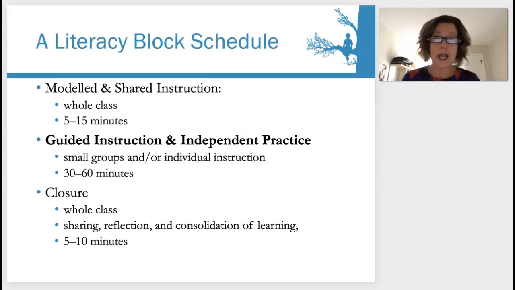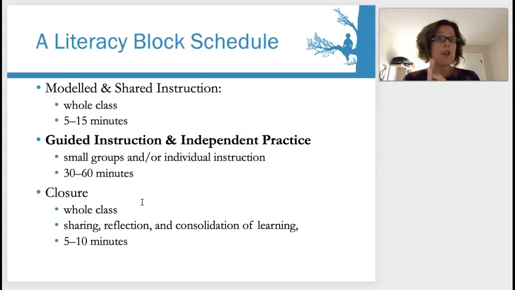Then you go into guided instruction, that sacred time, that 15 minutes where the other kids are working independently, and the rest are doing some independent practice or independent reading at this point. Okay, and that's about 30 to 60 minutes. Again, if you're in grade 1, you probably want to start with them having some independent time, maybe like 10 minutes, and then you build up their stamina over the year. And then you do a closure with the whole class again, sharing reflection and consolidation of learning. You bring it back together, about 5 to 10 minutes.